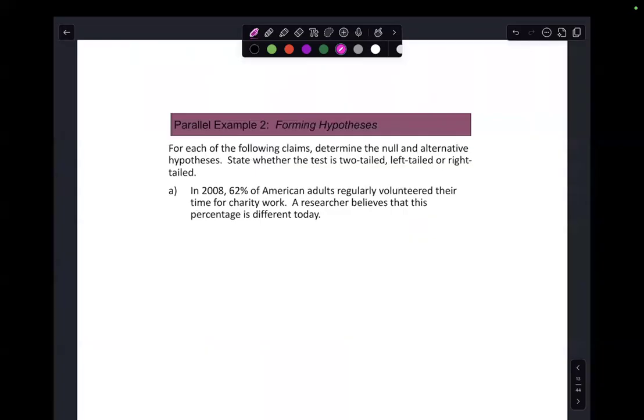Okay, so let's set up our alternative hypotheses. Let's set these up and let's determine if they're right-tailed, left-tailed, or two-tailed. So we're going to look at each of these examples and we're going to set these up.